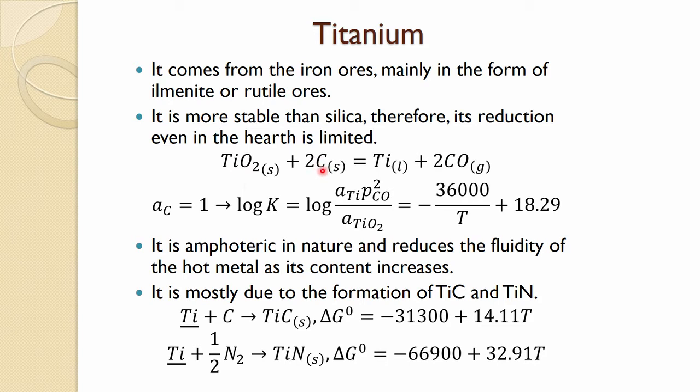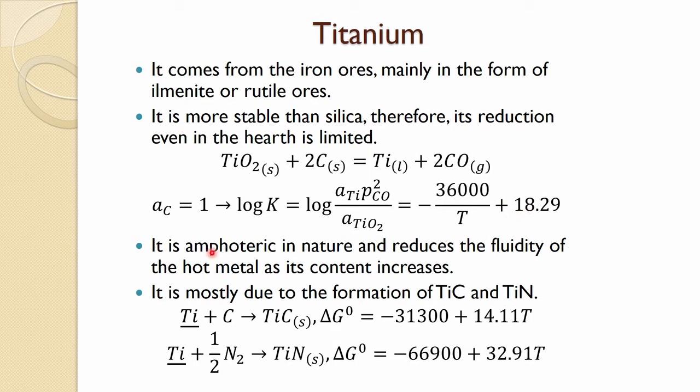So, carbon reacts with titanium oxide, gives titanium liquid and CO gas, and assuming the activity of carbon as 1, the equilibrium constant for this reaction can be written in this form: activity of titanium times PCO squared divided by activity of TiO2. Taking the log of it, in terms of temperature the equilibrium constant is given in this form.